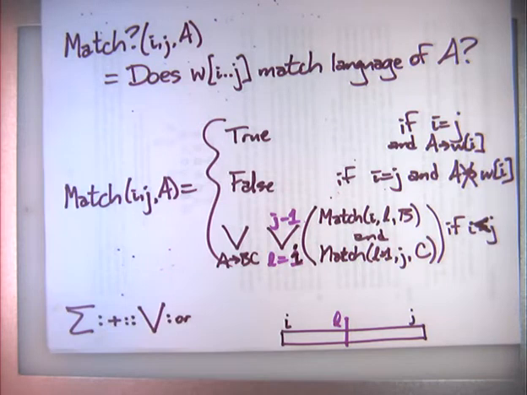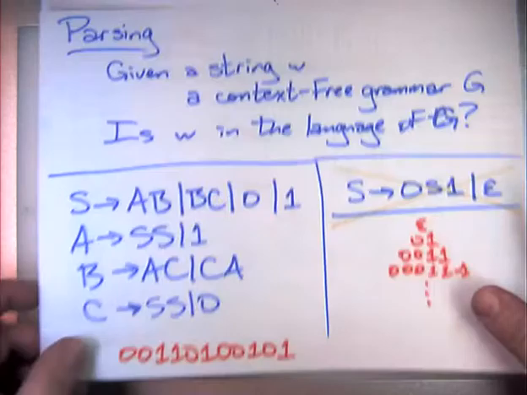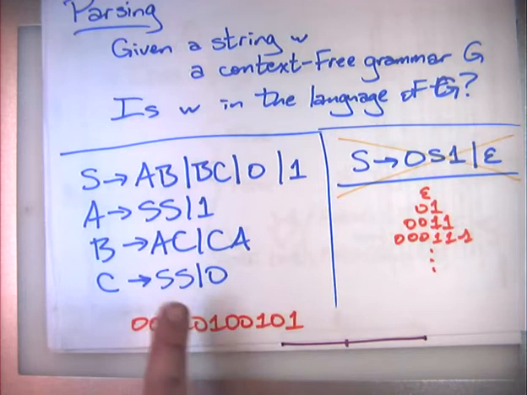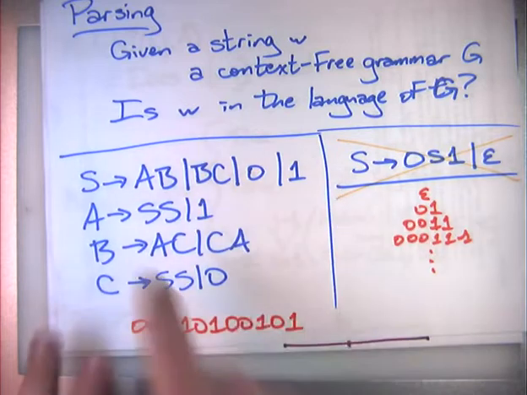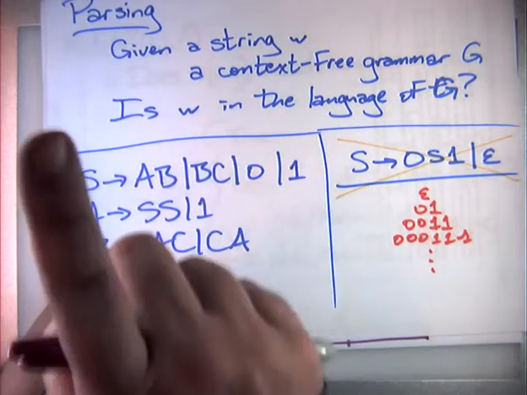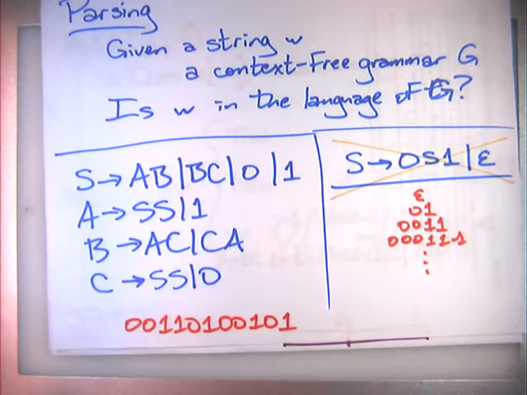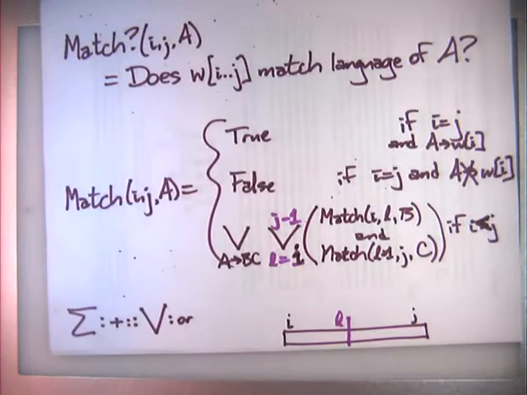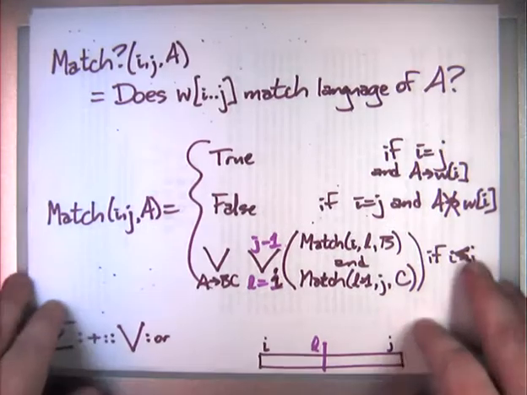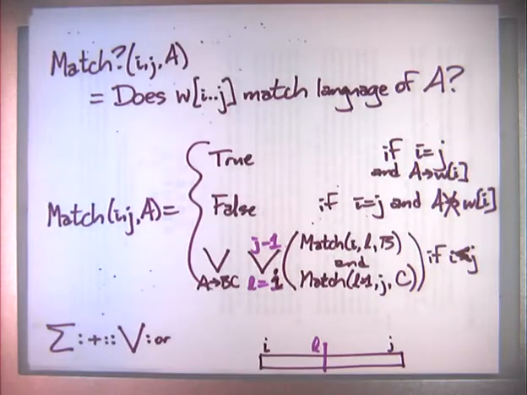Are you allowed to say A goes to CD, A goes to BC, A goes to SS? This grammar is in Chomsky normal form. So S goes to AB, this is a compact way of writing S goes to AB, or S goes to BC, or S goes to 0, or S goes to 1. Okay? Okay, so we have a recurrence.